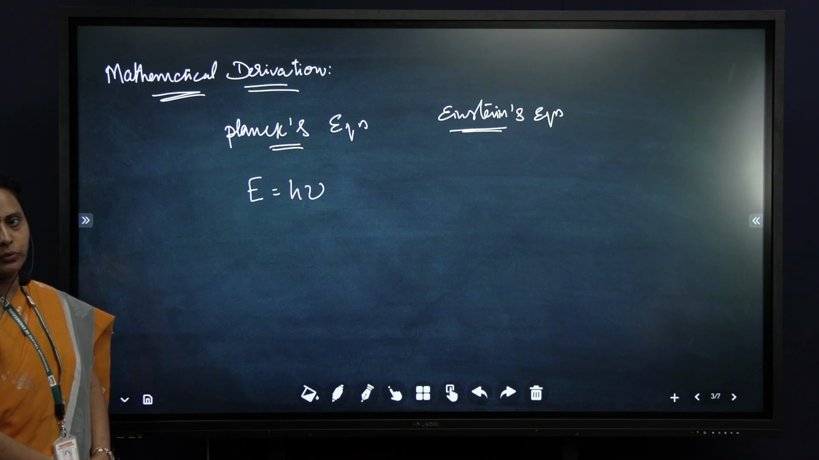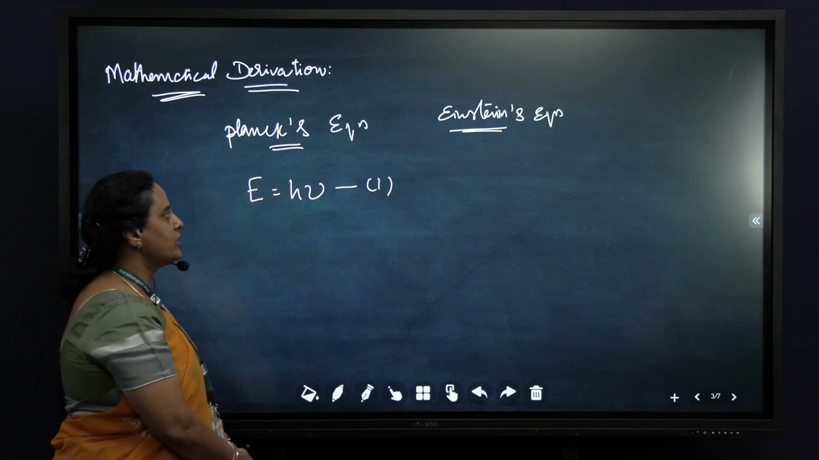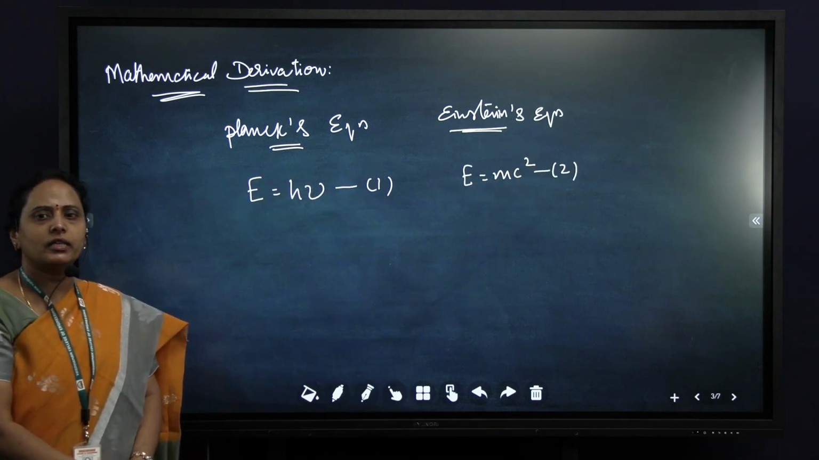In the last class, as we have seen, Max Planck's famous energy equation is given by E equals h nu. Make it expression number 1. And Einstein's mass energy equation is given by E equals mc square. Make it expression number 2.